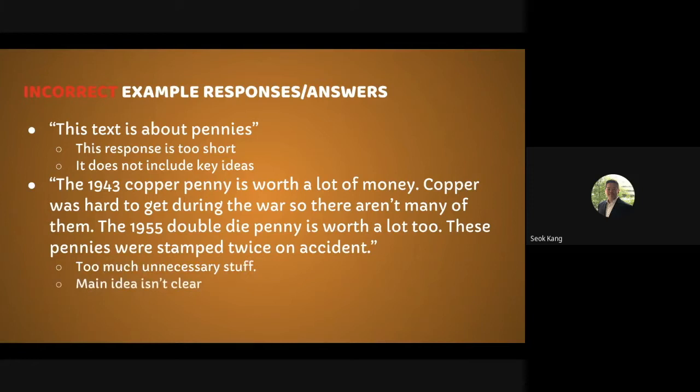This one is a lot better than the first one, but the problem with this one is too much. There's so much unnecessary information. There's so much fluff in there. The main idea isn't clear. Like, yeah, it's about pennies, but you're just saying what the pennies are, that they're worth a lot of money, right? The phrase "copper was hard to get during the war, so there aren't many of them," I think that was just completely unnecessary to put in. It runs a little bit too long.